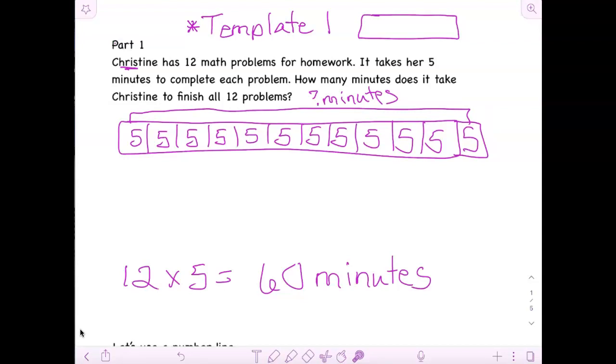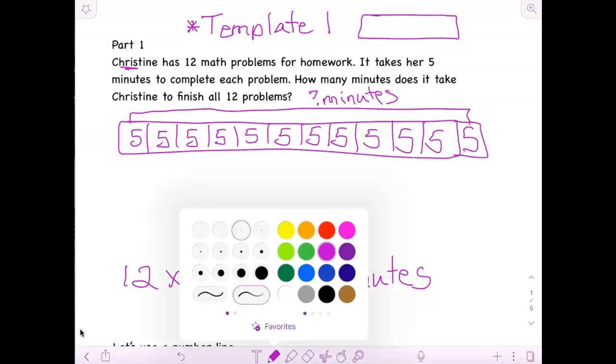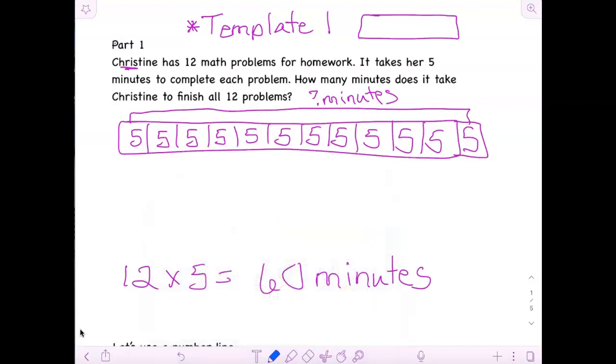Now, there's another way we can figure out the time it took her. Let me change my color here so you can see a little bit of a difference. We're going to draw a line underneath what you just did. If you need to stop the video to draw what I have on my page, please do, because this is very important for you to have.